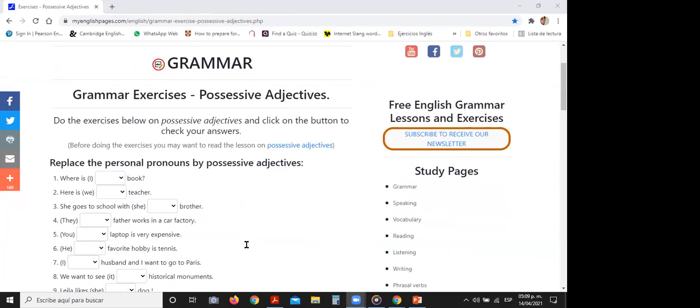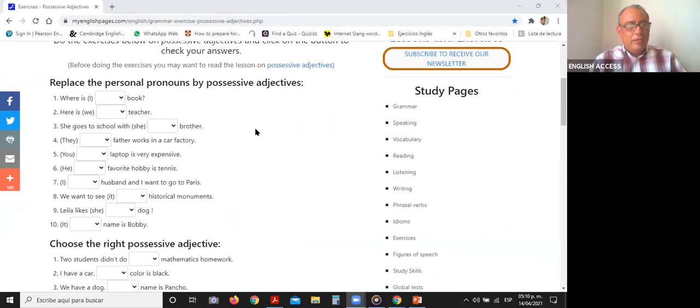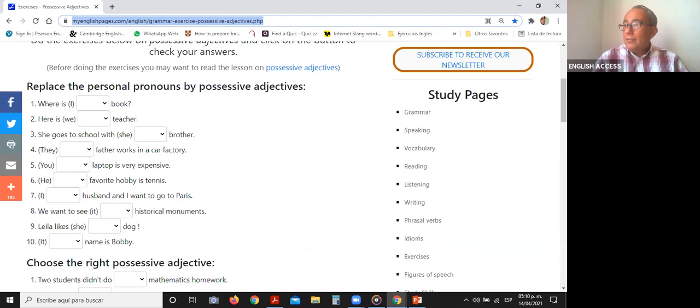Okay. It says possessive adjective. This is an exercise, and it's very easy. You have to replace the personal pronoun by using possessive adjectives. For example, we have the pronoun right here. By the way, I'm going to give you the link so you can practice on your computer. Maybe you can save it for later.